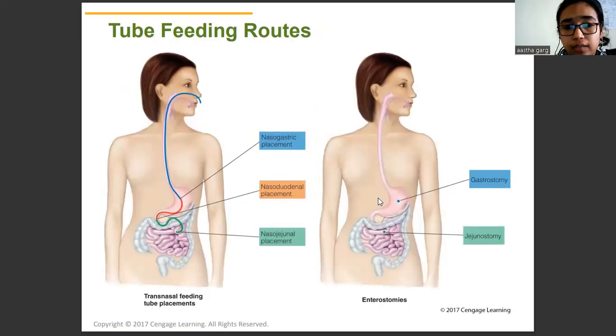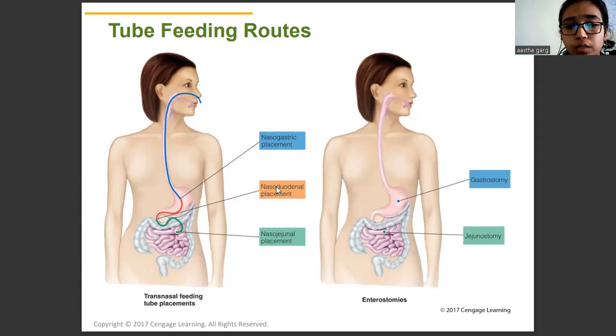Now look at the image carefully. These are the tube feeding routes. See, the tube here is inserted through the nose, that is naso. Naso means through the nose. If the other end is opening at the stomach, then the route is known as nasogastric placement. Naso means nose and gastric means stomach. So one end is open at the nose and the other end is open at the stomach. So this one is the nasogastric route of enteral nutrition.